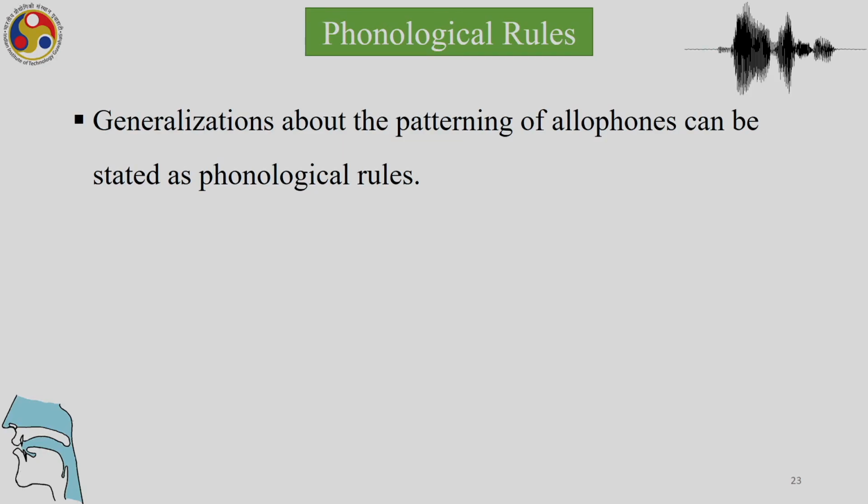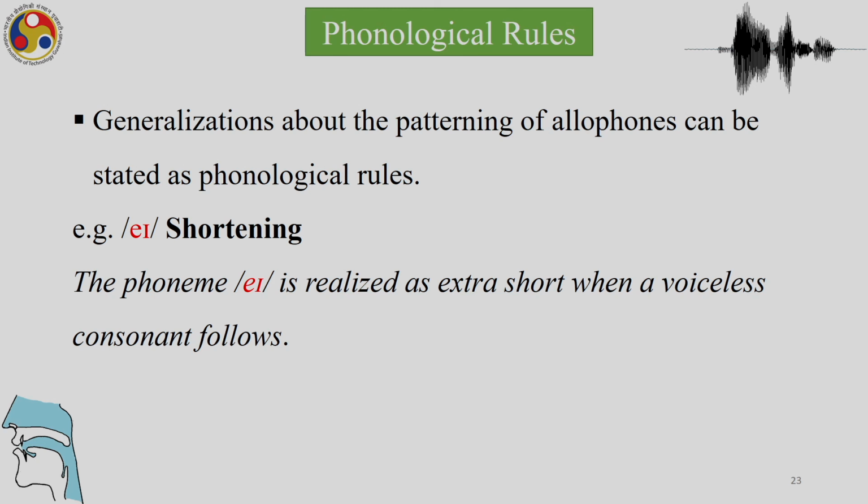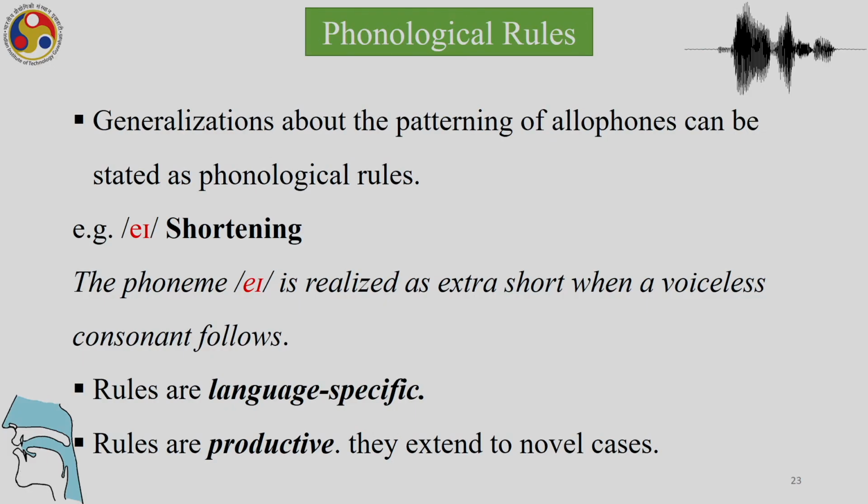So phonological rules tell us about generalizations about the patterning of allophones, and they can be stated as phonological rules. The phoneme A, which we saw before, is realized as extra short when a voiceless consonant follows, and these rules are language specific. Allophonic rules are always considered to be language specific, and they can be productive. They can be extended to novel words that are borrowed into the language, and they can always apply to new forms.